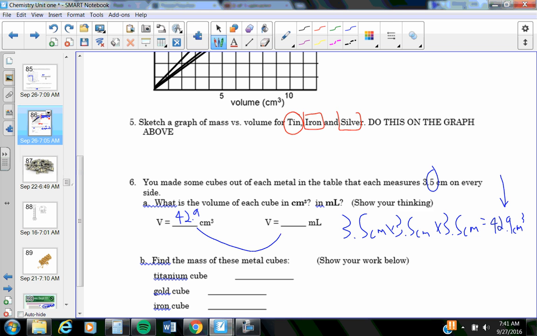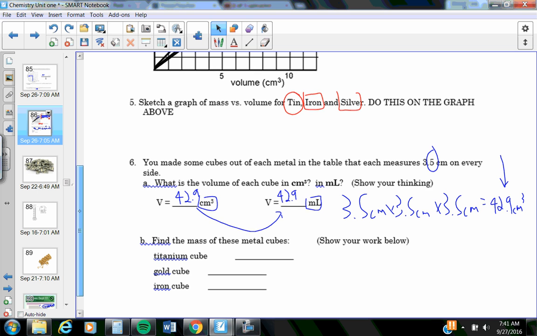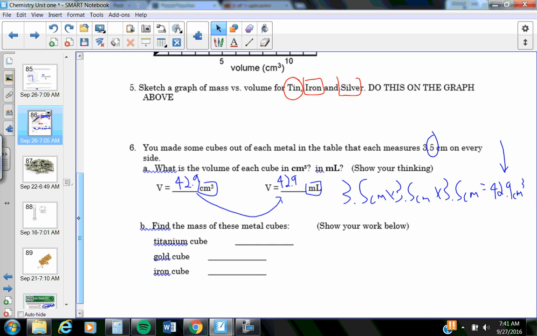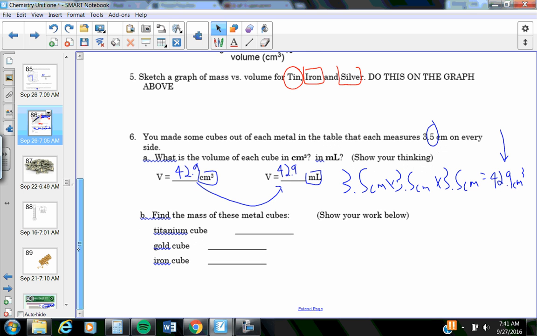This question is just asking you, do you remember that cubic centimeters and milliliters are exactly the same thing? Just the way they designed the metric system. So that's also 42.9. So every one of these is 42.9, and they're going to say you got 3 cubes. Find the mass of these cubes. One's made of titanium, one's made of gold, one's made of iron. The work's going to look very similar. Every time we're going to start with 42.9 milliliters.